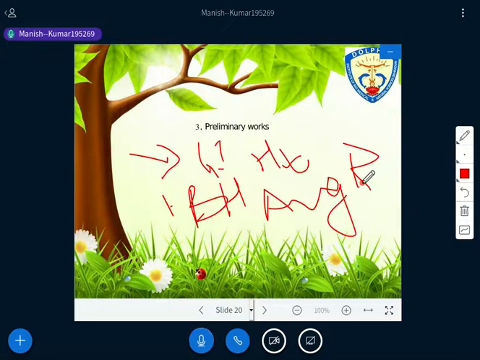So these are the preliminary works that you have to conduct, and then you have to fill all this information into form number 1 that I have shown you. Is it clear to all of you now? Is there any question about these preliminary works?